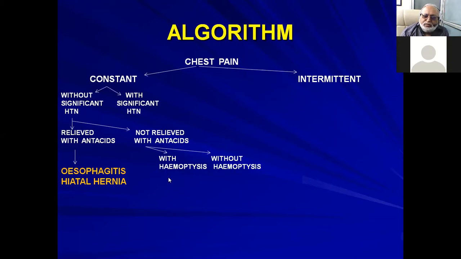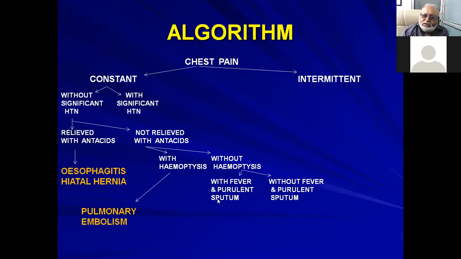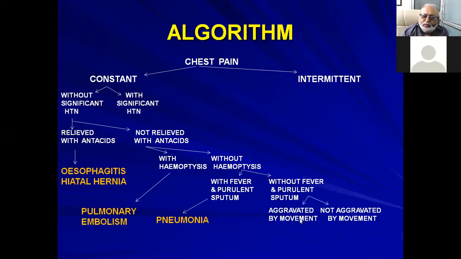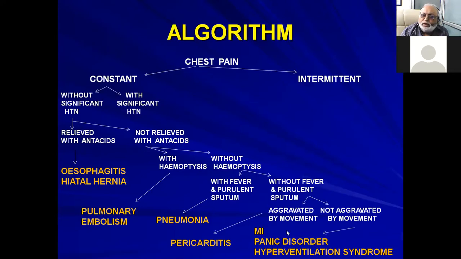whether the patient has hemoptysis or no hemoptysis. With hemoptysis, it can be pulmonary embolism, and without hemoptysis, it depends on whether the patient has fever and purulent sputum. If the patient has fever with purulent sputum, it's likely to be pneumonia, and if the patient does not have fever and purulent sputum, it can again depend on whether it's aggravated or provoked by movement or not aggravated by movement. Aggravated by movement may be pericarditis; not aggravated by movement may be an acute myocardial infarction, panic disorder, or a hyperventilation syndrome.